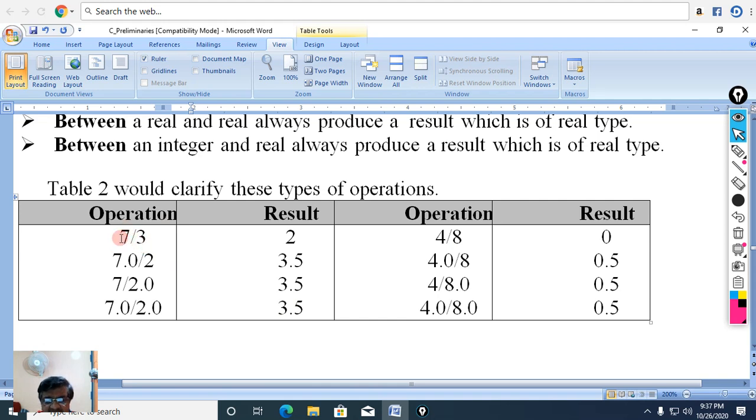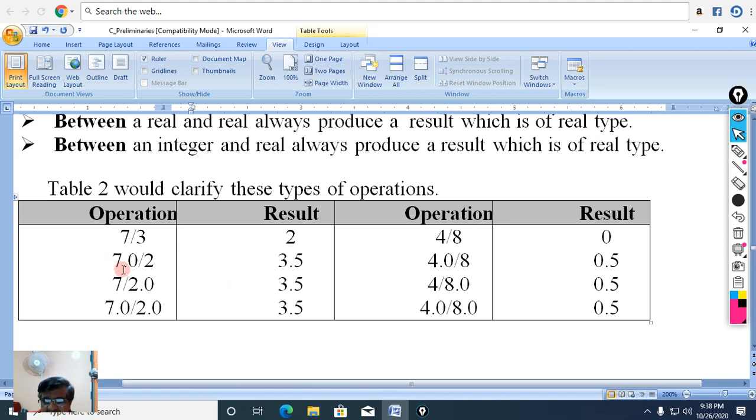For example, 7 by 3. 7 is an integer constant, 3 is an integer constant. 7 by 3 will never result in 2 point something. Instead, it will result in 2. That point something will simply vanish, and it is called truncation. So integer division results in truncation.